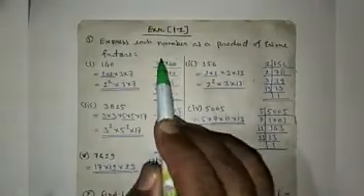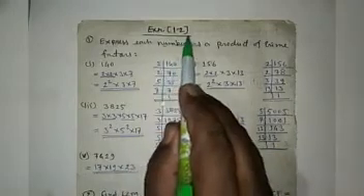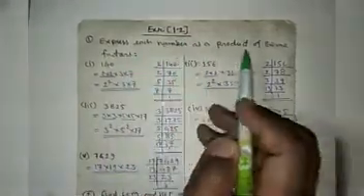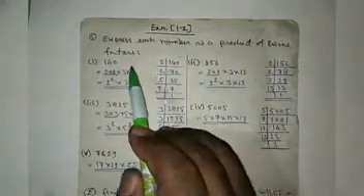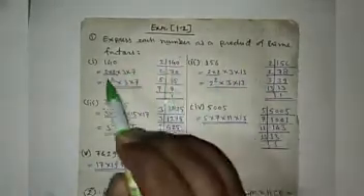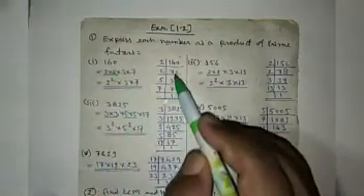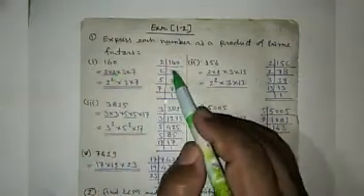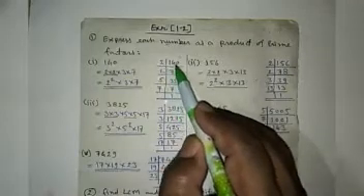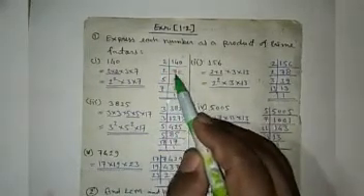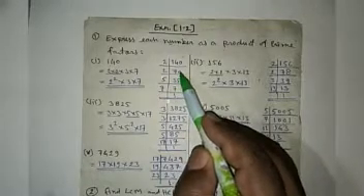Now we are going to start the solution of exercise 1.2. Question number 1 is: express each number as a product of prime factors, which you have already done in earlier classes. In the first part, the number is 140. You have to divide 140 into prime factors. So 140 is an even number, so it will be divided by 2. It comes 2 sevens are 14, 2 zeros are 0.